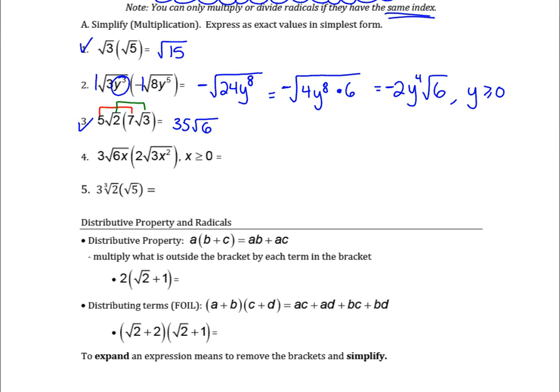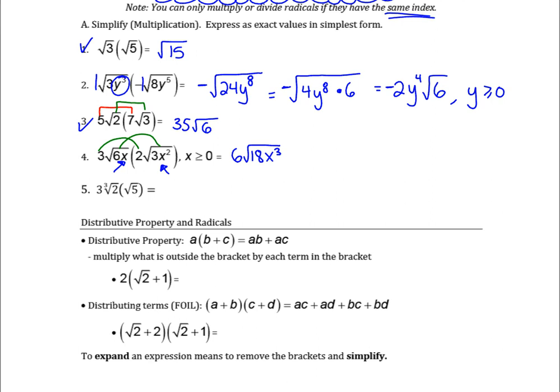3 times 2, 6. Root, and then root 6x times 3x squared, 18x to the 3. And the restriction was already stated: x has to be greater than or equal to 0. Not because of this one. That one, you can put anything in, because if you square the negative, it comes positive. It's this one that causes the restriction, because you can't square root a negative.